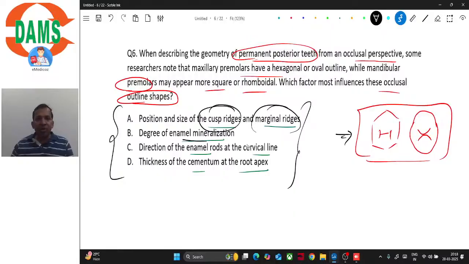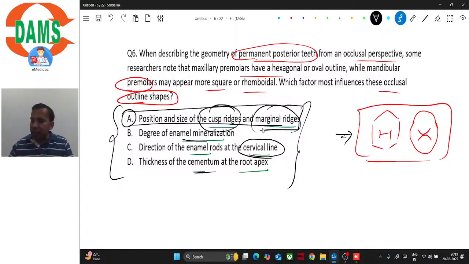Enamel mineralization does not have to do anything with the shape. Enamel rods, obviously, again do not have much to do with occlusal outline because we are talking about them on the cervical line, isn't it? Cementum again is present on the root, not on the occlusal surface. So, option A is the correct answer, isn't it? Option A is the correct answer. Very good.